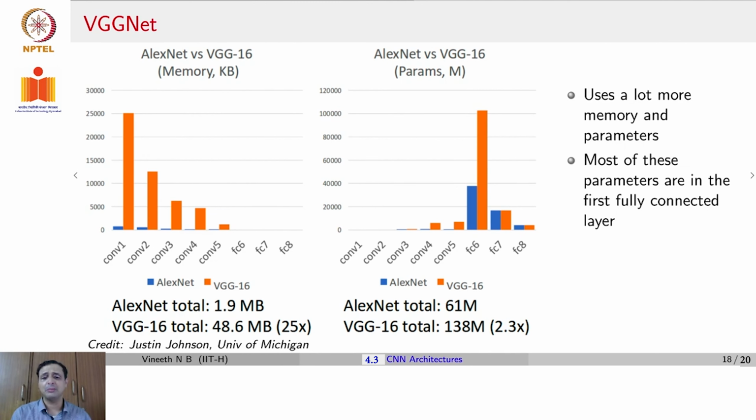It uses a lot more memory and parameters, and as we saw, most of these parameters are in the first fully connected layer. Most of the memory, as we saw earlier, is in the early convolution layers, because that's when you need the maximum number of neurons to contain all of those feature maps.